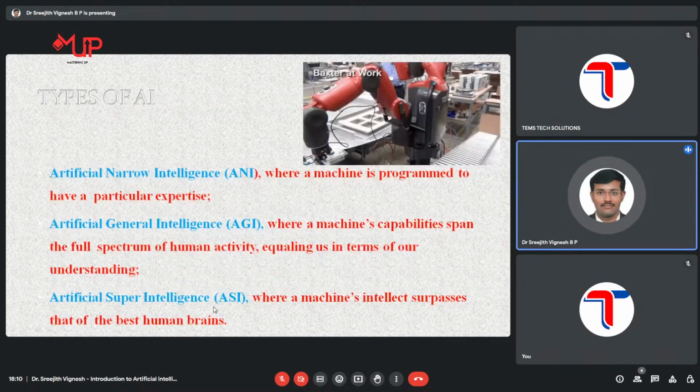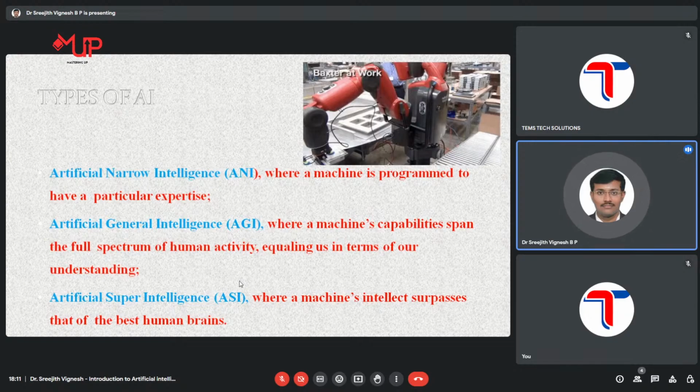So next is types of AI. What is this AI? How is this AI able to do this? AI is embedded with a number of robotic process automations, and this robotic process automation involves these kinds of artificial intelligence factors. That is artificial narrow intelligence, where a machine is programmed to have a particular expertise. It will just check for some particular constraint, and if that constraint is matched, immediately it will trigger the work based on that.